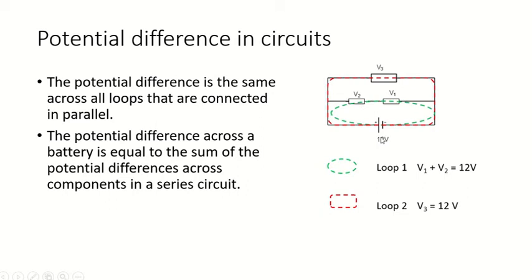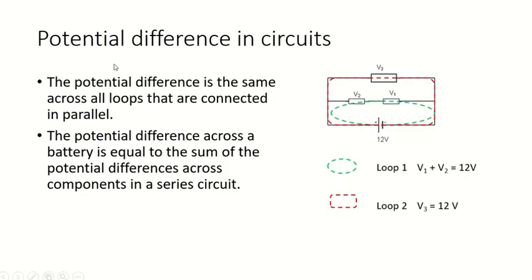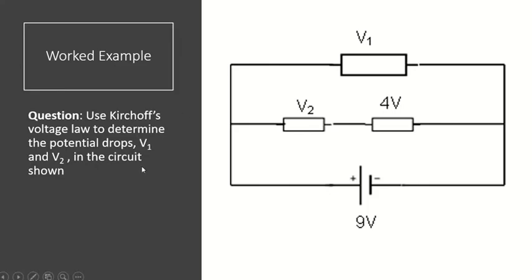And what you also need to know is that the potential difference across a battery, so we have 12 volts across here, is going to be equal to the sum of the potential differences across components in series. What I mean by that is we have 12 volts going through this green loop. So there's going to be some potential difference drop across this component and some potential difference drop across this component, and these two drops are going to add up to 12 volts. Technically that's Kirchhoff's voltage law. You don't really need to know that part.